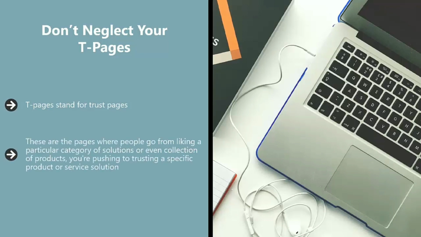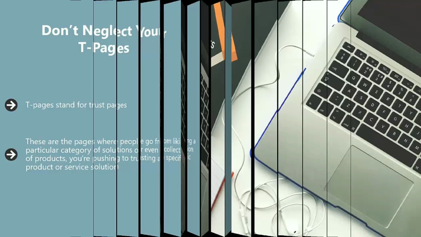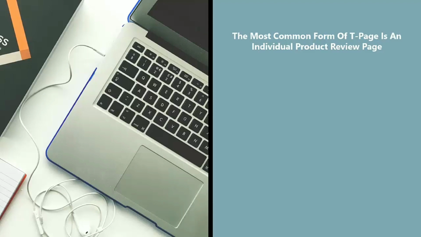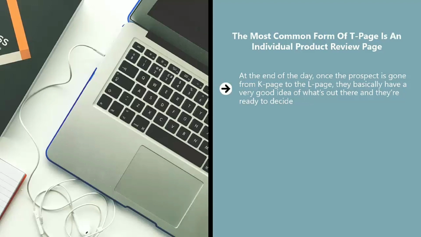These are the pages where people go from liking a particular category of solutions or even a collection of products you're pushing to trusting a specific product or service solution. The most common form of T page is an individual product review page. At the end of the day, once the prospect has gone from K page to the L page, they basically have a very good idea of what's out there and they're ready to decide. Now, they're basically properly educated. Your T page then should get straight to the point. It should basically just say, okay, these are the reasons why you should trust this particular product.